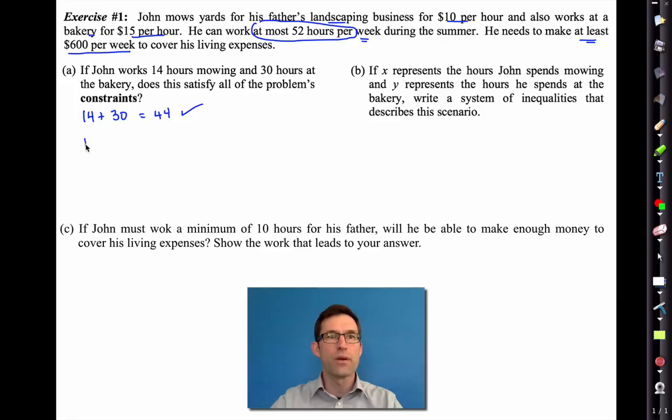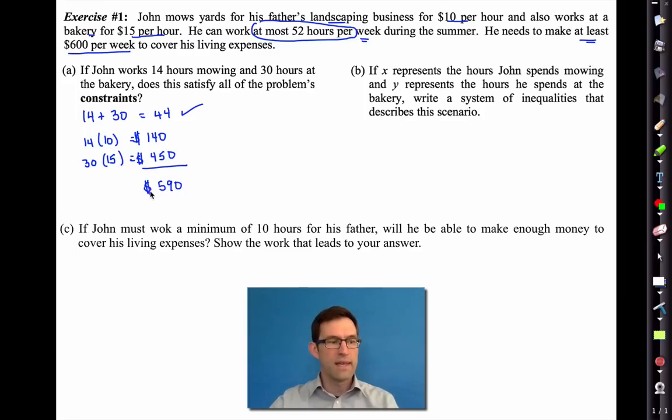He's going to work 14 hours mowing, and he's going to get paid $10 an hour to do that. So he's going to make $140 mowing. And then he's going to work 30 hours at the bakery times $15 an hour. That gives me $450. Add those together, and we're going to have $590. And he needs to make at least 600. So, no. One of the two constraints is met, but not the other one.